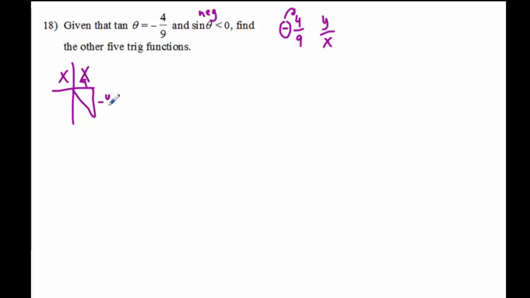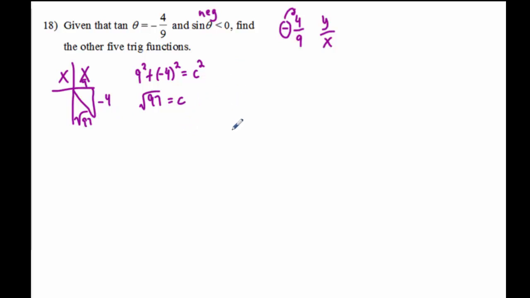9, -4. I need my third side, so I do the Pythagorean theorem. I'm missing the hypotenuse, so both of these go on the same side. So 81 plus 16 is 97, and then we square root it. And 97 is a prime number in itself. Like, you can't split that up at all, so we just leave it as square root of 97.